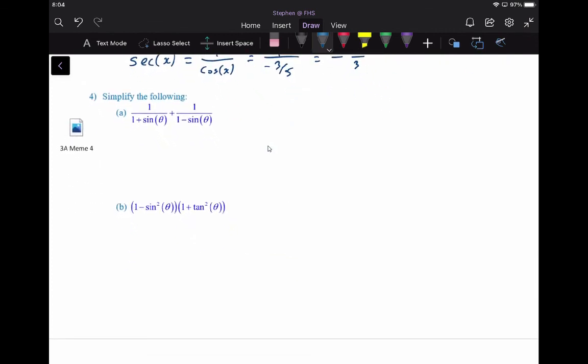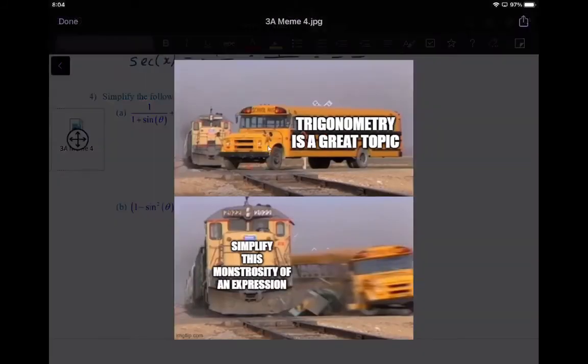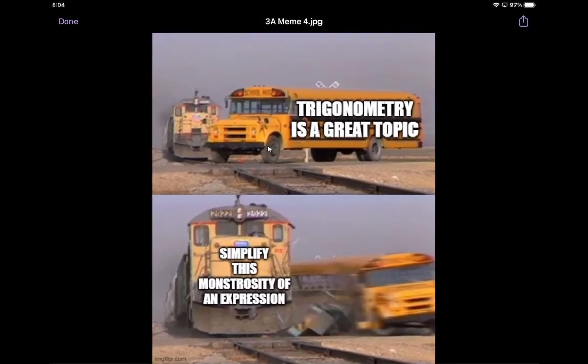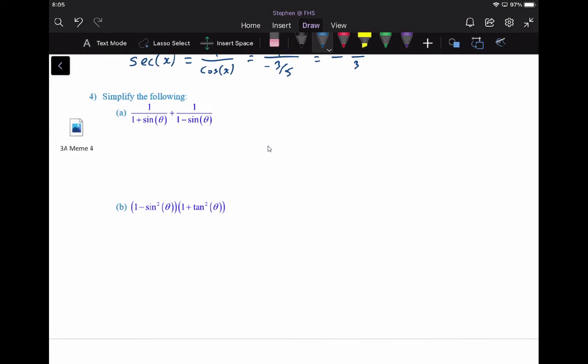And here we are. With these final two questions, sometimes things can be a bit tricky. Up until this point, most of us would think, yep, cool, trigonometry is a good topic. It works very well. And then suddenly, before you know it, a question comes along that says, simplify this monstrosity of an expression. So you do have to be a bit careful with some of these. They rely very heavily on the Pythagorean identity, so you have to exercise a lot of caution when dealing with them.